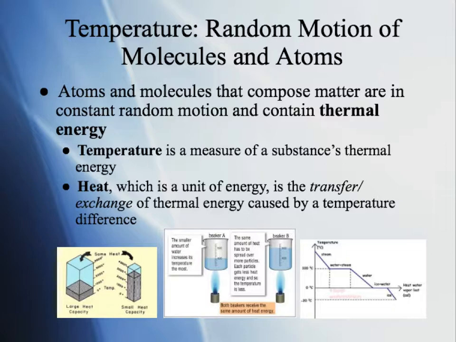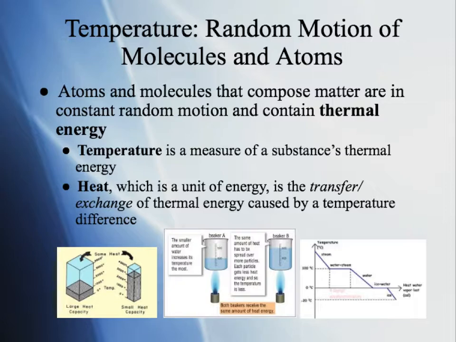How those molecules and atoms are moving, how fast or how slow. The faster they move, the higher the temperature. The slower they move, the lower the temperature. Heat, on the other hand, is maybe kind of confusing to think about at first, but heat is different than temperature. Heat is a unit of energy, and it is the transfer or exchange of thermal energy caused by a temperature difference.